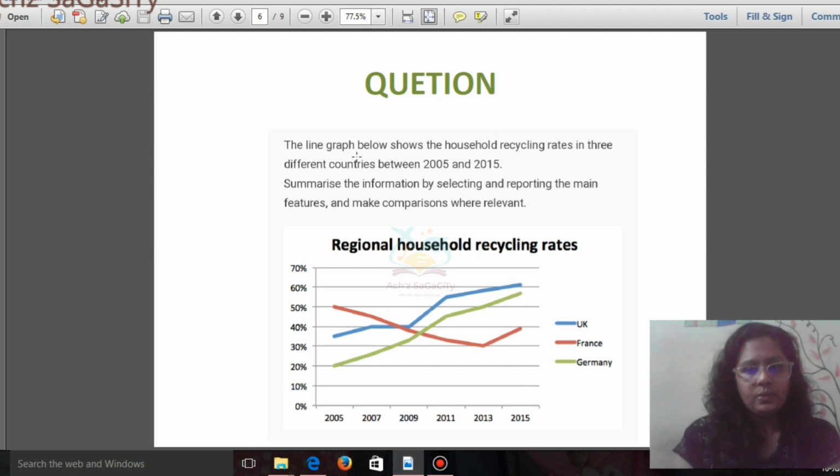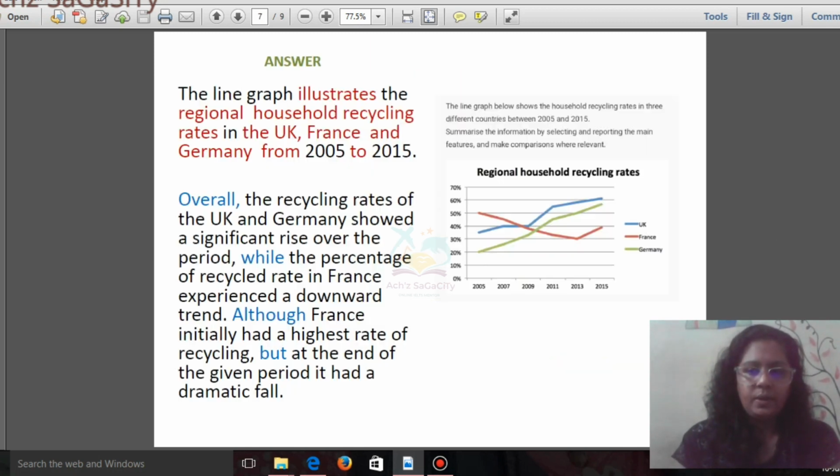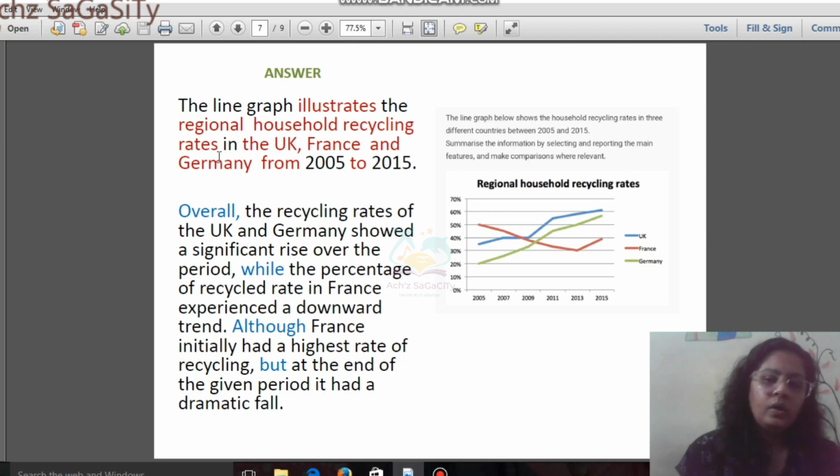We want to start off with the introduction by paraphrasing the question. So how to paraphrase? The line graph. You don't want to change the name of the chart. You can write a line graph. Then the next word. What is the next word? Below. In our answer sheet, there is no up and below. So we don't want that particular word. So you can just cut it out.